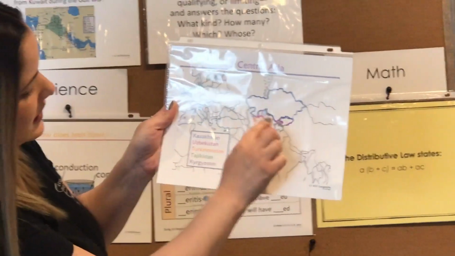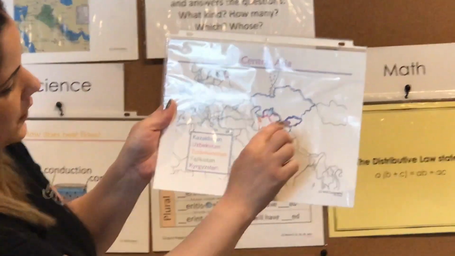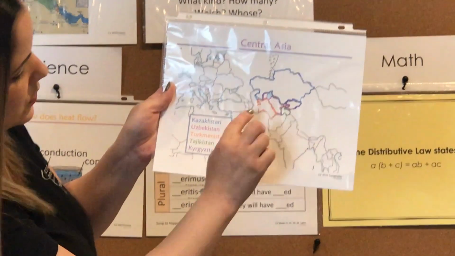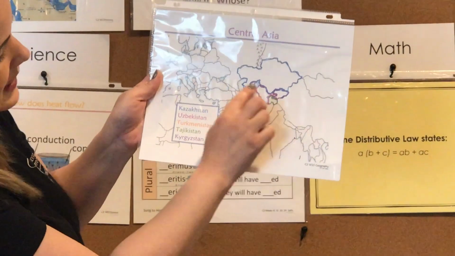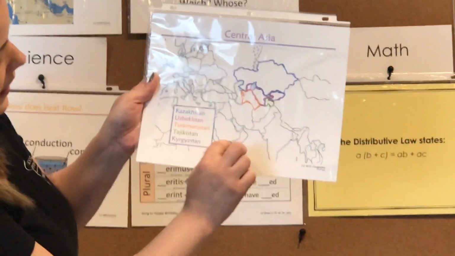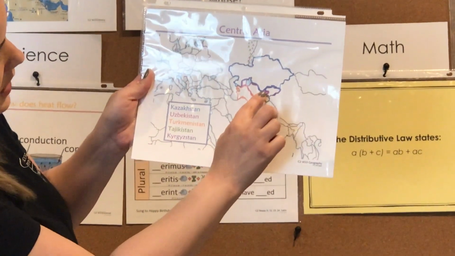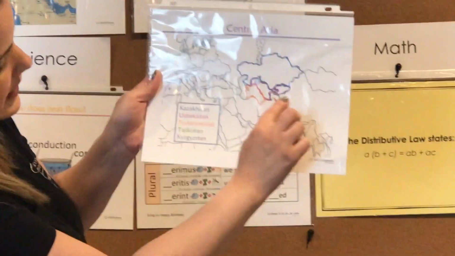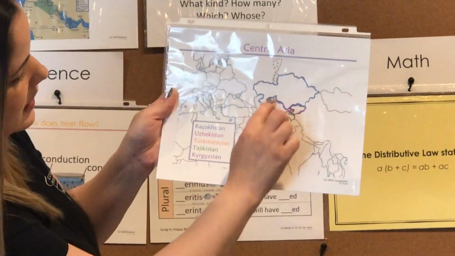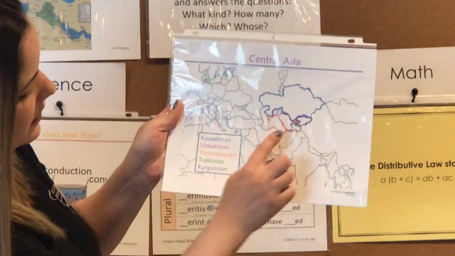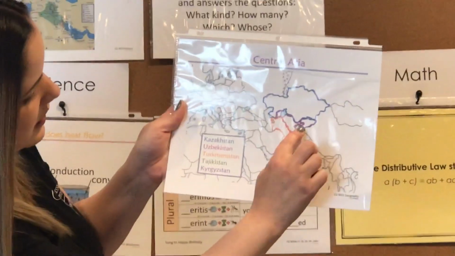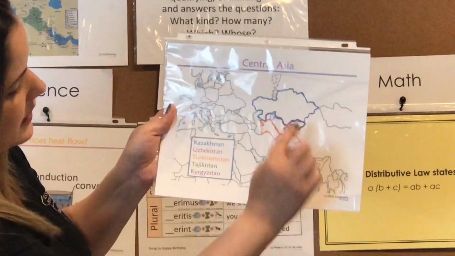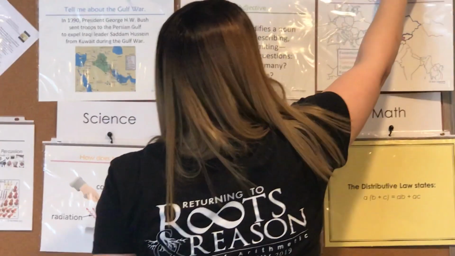Right underneath Kazakhstan, we have Uzbekistan. Okay, right in the center, Uzbekistan. To the left of Uzbekistan, we have Turkmenistan. Okay, and then to the right, we have Tajikistan, and then we have Kyrgyzstan. All right, so Kazakhstan, Uzbekistan, Turkmenistan, Tajikistan, and Kyrgyzstan. All right, very good.